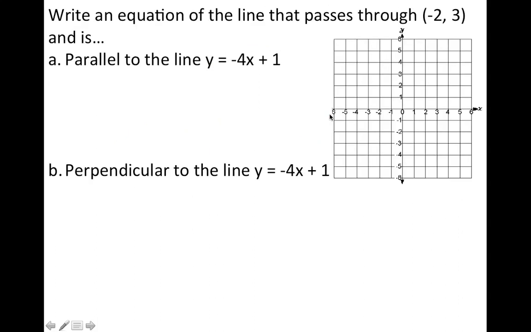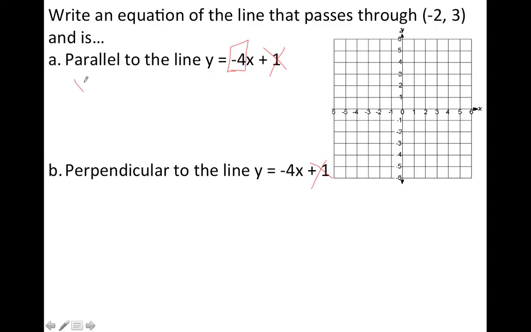Next, we're going to talk about parallel and perpendicular lines that pass through the point (-2, 3) and are parallel to this line, y equals negative 4x plus 1. When we are given lines that are parallel or perpendicular to each other, we do not need to worry about their y-intercept, so we can just cross that out. All we're concerned with is the slope, which, remember, is the number in front of our x. And parallel means we have the same slope. So since we have the same slope, we can plug it into our point slope form.